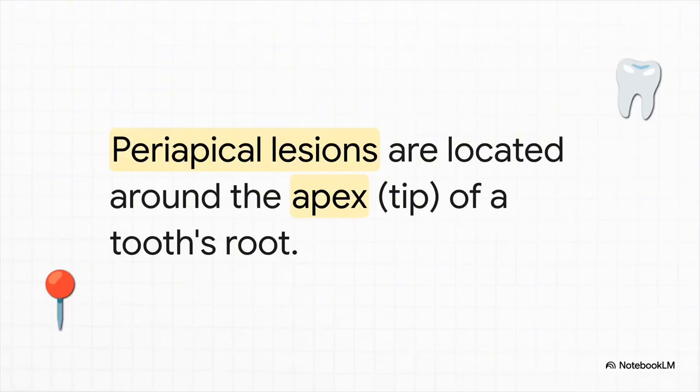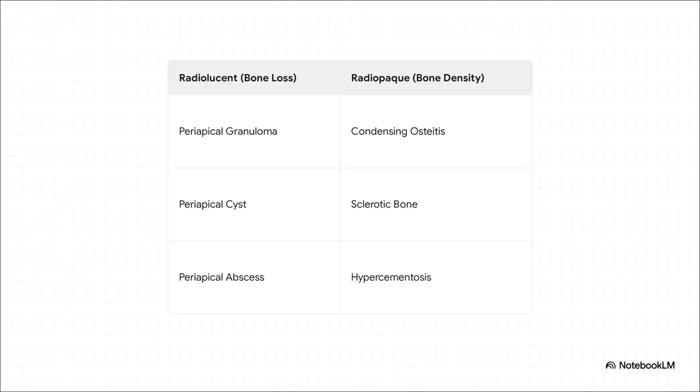Now, a huge amount of this detective work happens in one very specific spot. The very, very tip of the tooth's root. The technical term for that tip is the apex. This is a super common area for infections or inflammation to show up in the bone, and we call those periapical lesions. And what's really fascinating is how the body can react in two totally opposite ways down there.